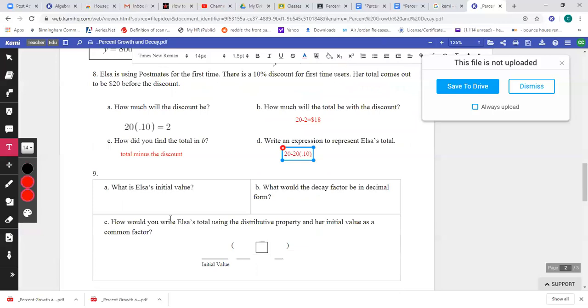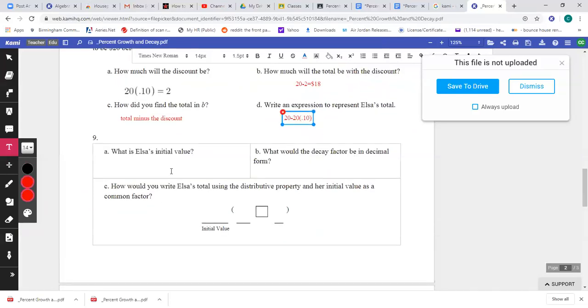Now let's go ahead and answer number 9. Elsa's initial value, we already know, is going to be $20. The decay factor is going to be 0.10. This is actually the same thing as before, except what's going to be in the middle is a subtraction sign.